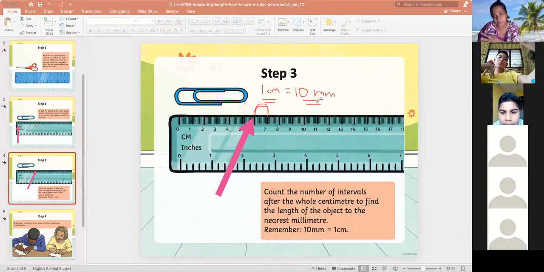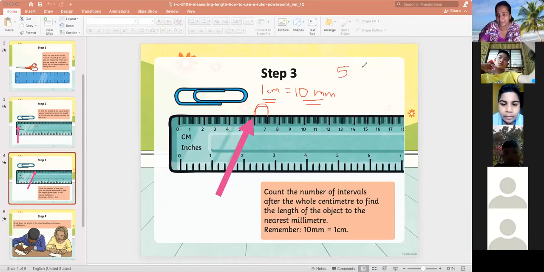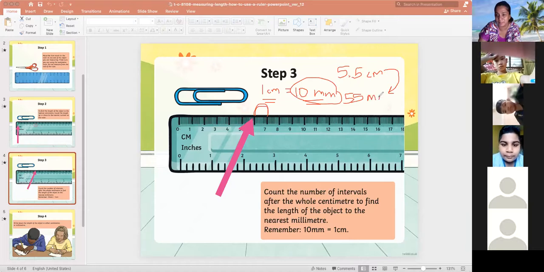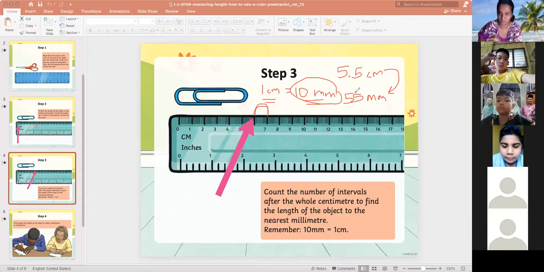I believe the video that you have seen earlier also would have helped your understanding. Okay, so let's say I want to measure this paper clip and it was 5.5 centimeters earlier. So how many millimeters is this? Actually, when you transfer it to become a millimeter, all you need to do now is multiply with 10. So 5.5 times 10 will get 55 millimeters. And this is called converting the units.